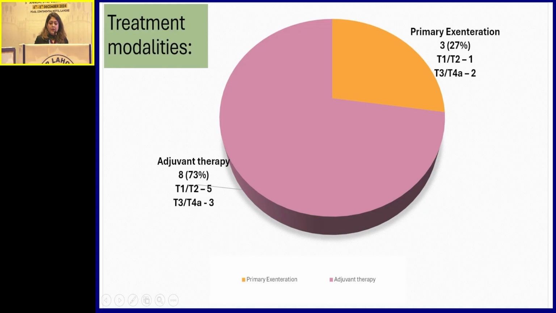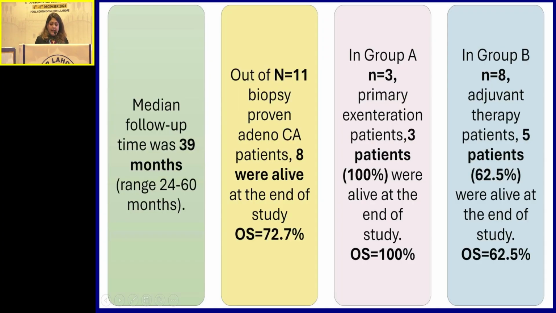Three patients opted for primary exenteration. Two of them were of T3, T4A disease, and the adjuvant therapy group had more patients with T1, T2 disease, who did not want to sacrifice their eye or their vision. That's why they opted for the adjuvant therapy.